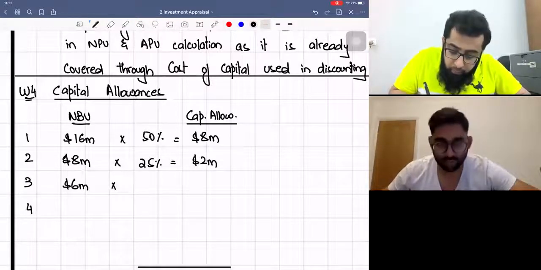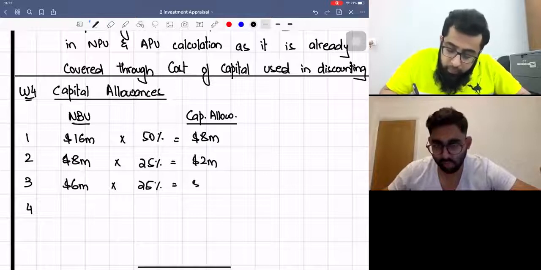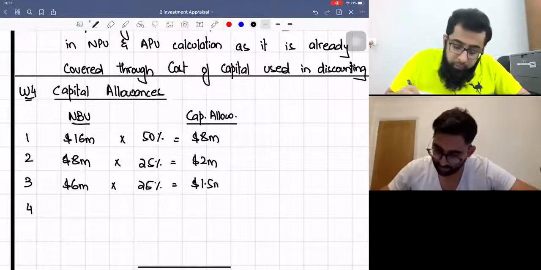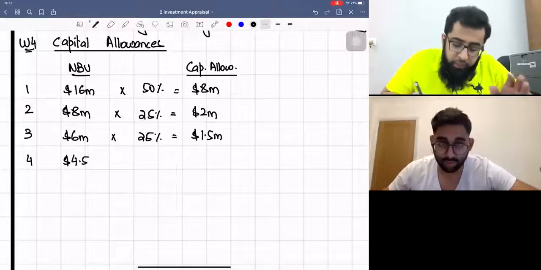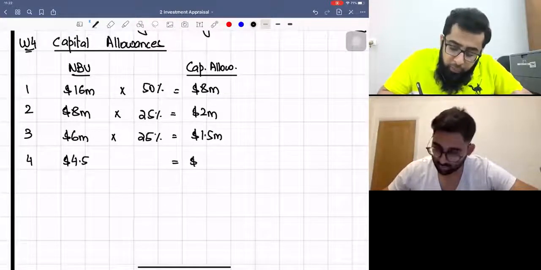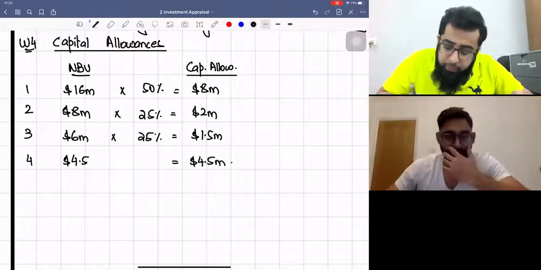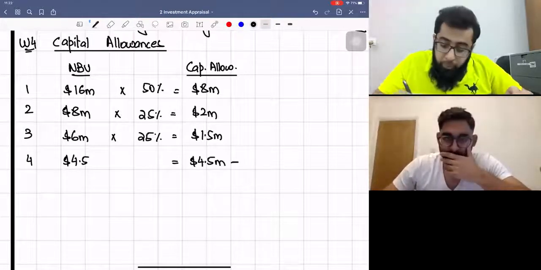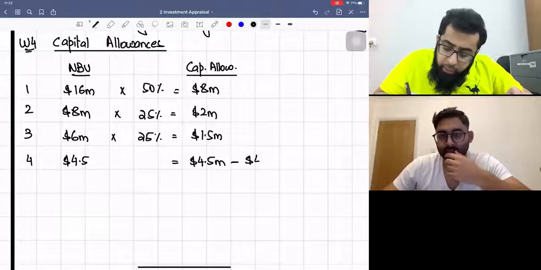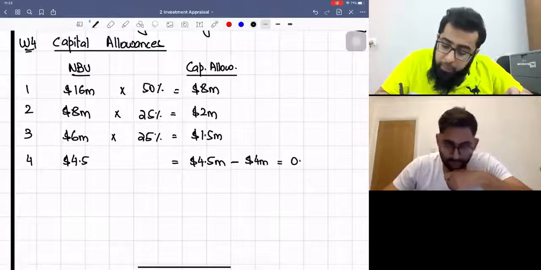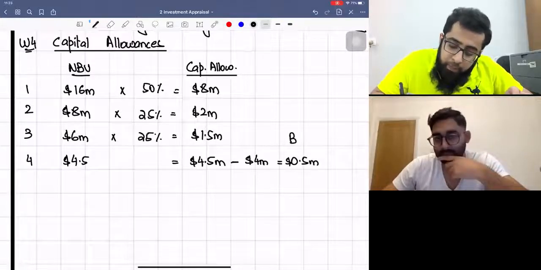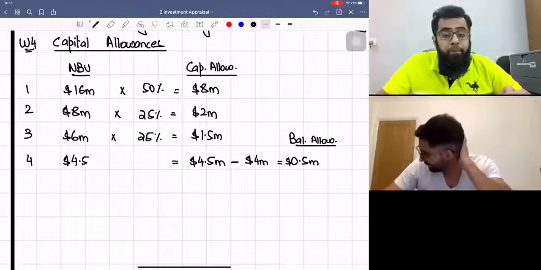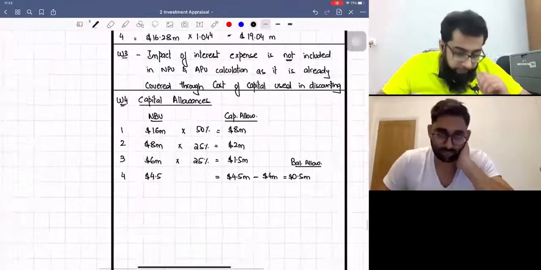25%, 1.5, $1.5 million. $4.5 million. Now, in the last year, we have to take the balancing adjustment. 4.5 is the net book value, and I think scrap value was 4 million. So $0.5 million will be the balancing allowance.